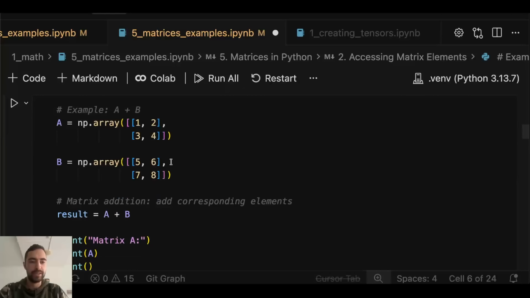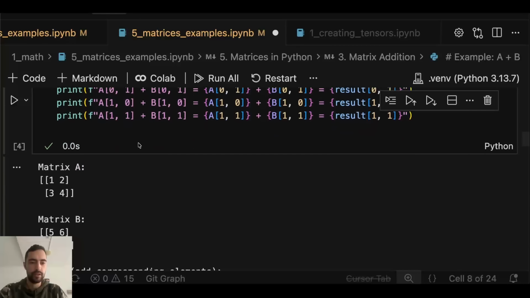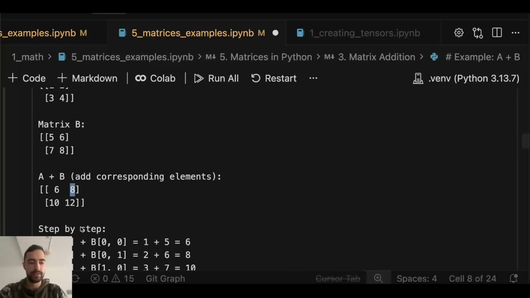I already explained this. So here you would just add each element with the corresponding element at the same index. So 1 plus 5 is going to be 6. The result will be 6. And then 2 plus 6, the result will be 8. So same index.